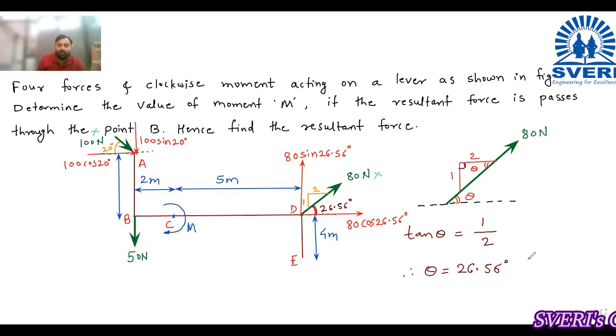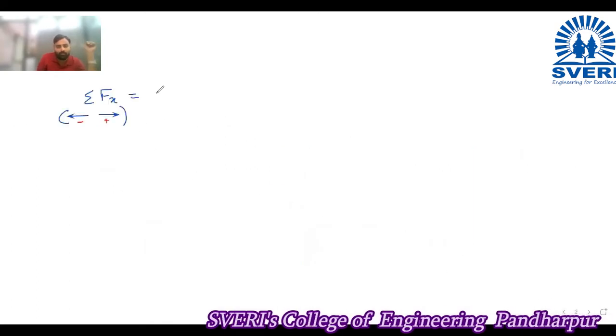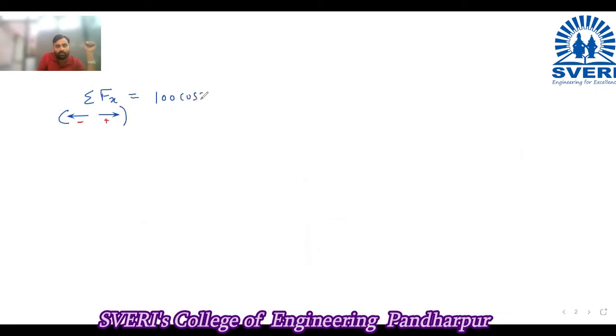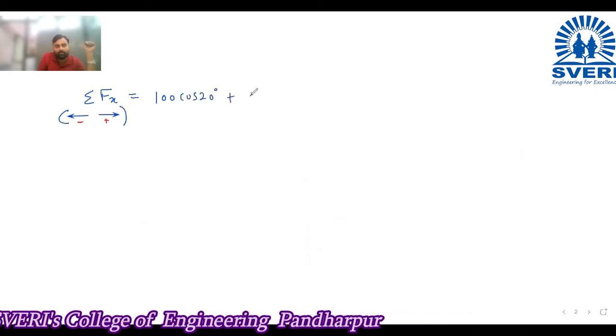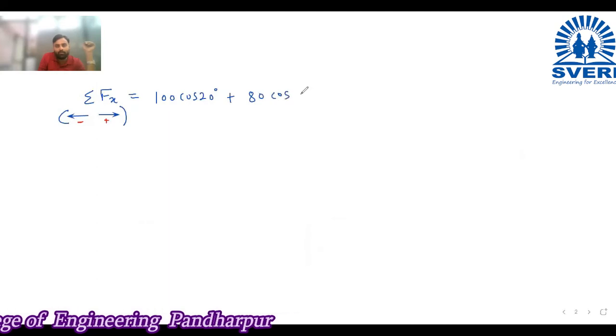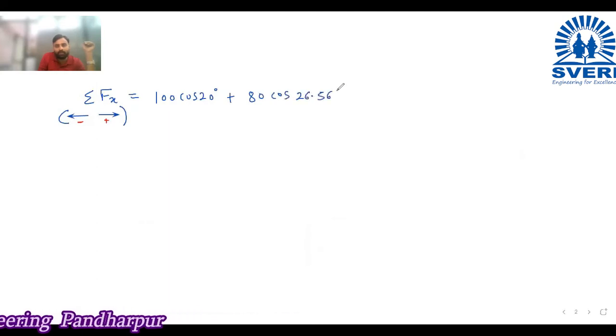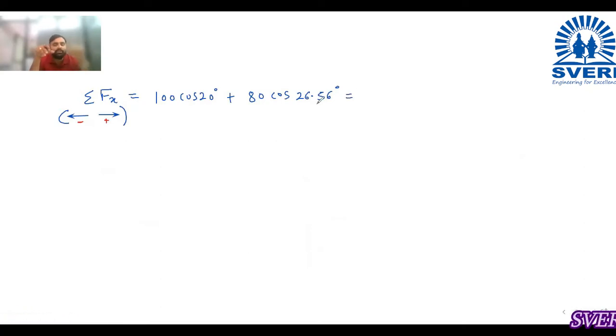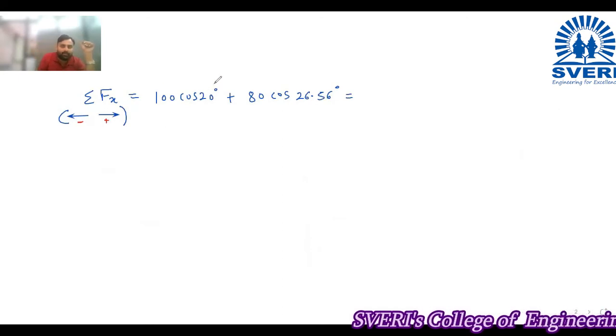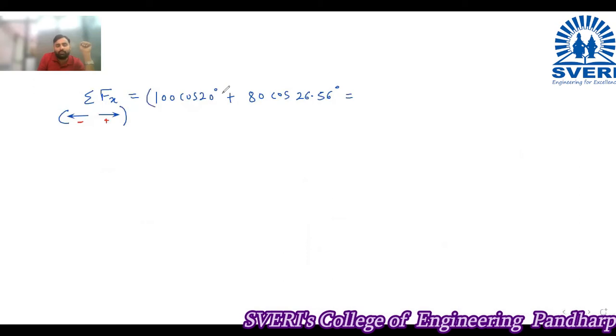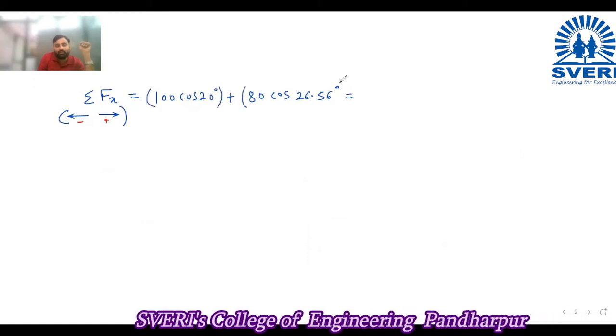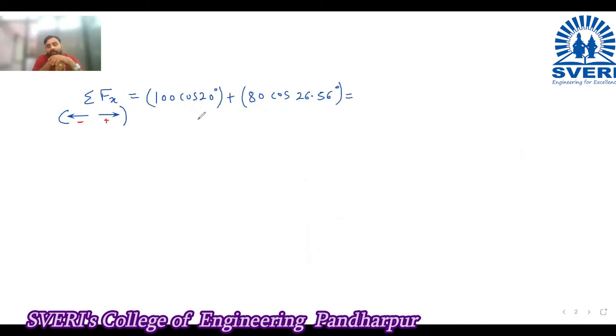So now here I will write 100 cos 20 plus 80 cos 26.56. Solve it and let me know the answer. Don't forget to insert the brackets in the calculation. This should be in one bracket, and this is also in one bracket. Now you solve it so that you will get the correct answer.